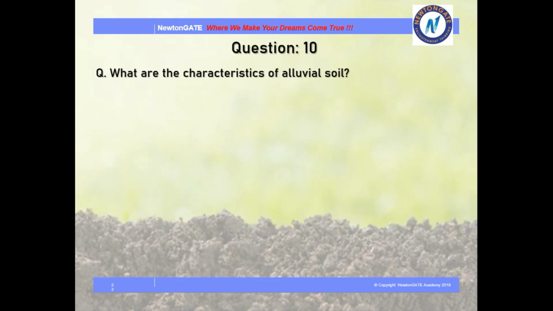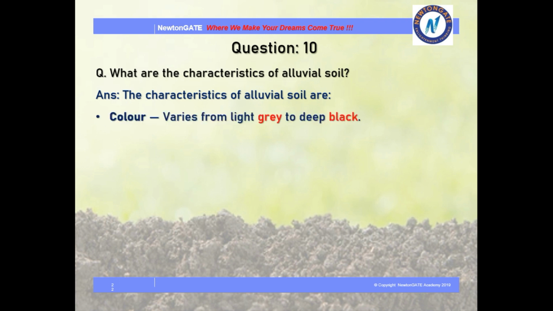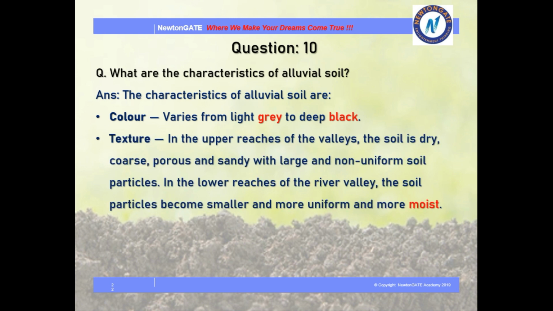What is the characteristic of the alluvial soil? So the characteristics of the alluvial soil are, firstly, the color. The color definitely varies from light grey to deep black. Next, texture. What is the texture? The river has three courses, upper, middle and lower. In the upper courses, the soil is very dry, coarse, porous and sandy, resulting in non-uniform soil particles.